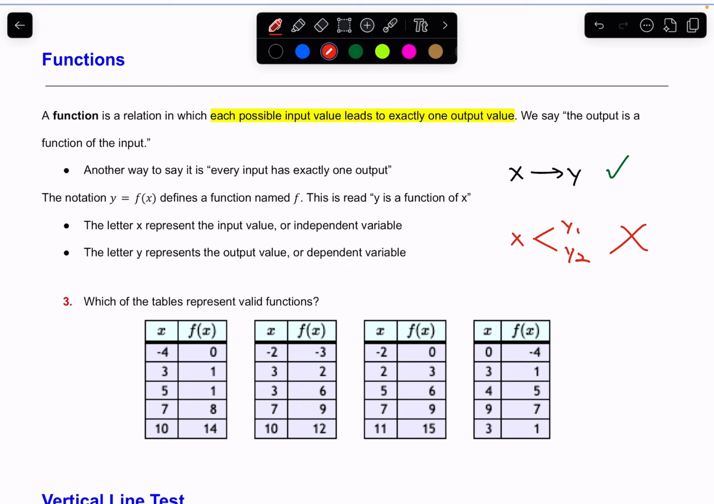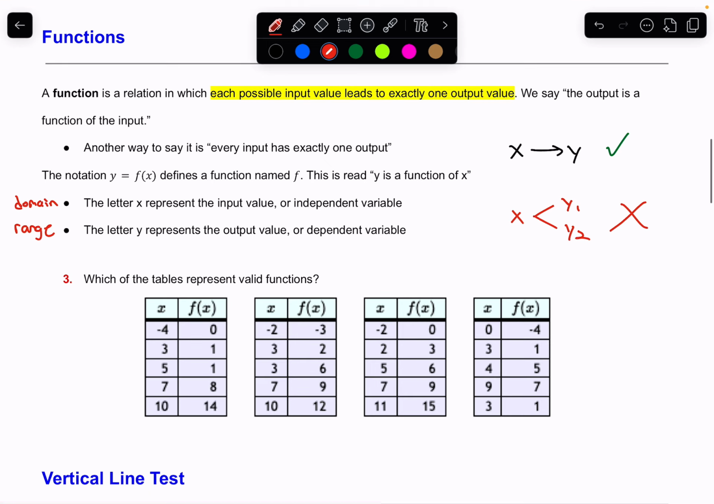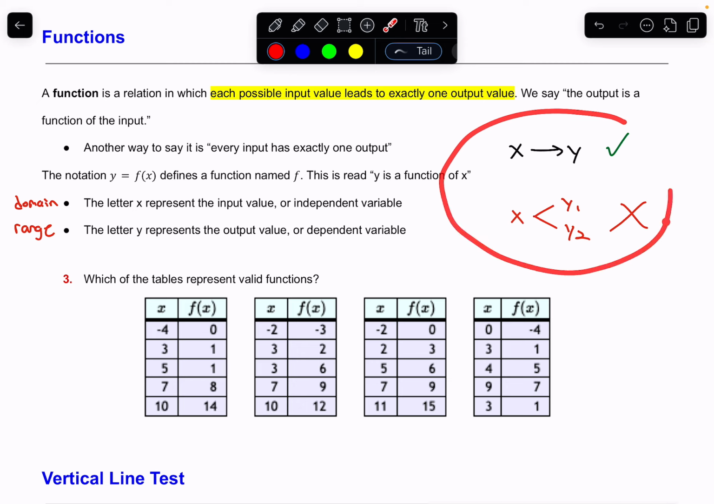So from the last slide, we know that the first thing is the domain, the set of all x's, and the second thing is the range, the set of all y's. All right, so now we're just going to figure out if each of these tables represents a function or not. And all we have to do is check what I put up here on the top right. Does each x go to exactly one y? Or is there an x value that gets split and goes to two y's? All right, so let's see what happens.